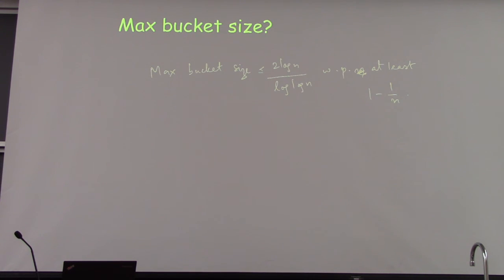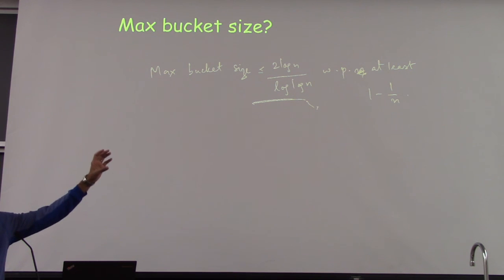One takeaway from this is that this happens to be tight. I don't think it will be regular homework, but I will point you to it. So this turns out to be tight. If you have n balls going into n buckets, then it turns out that the max bucket size is actually roughly log n by log log n.